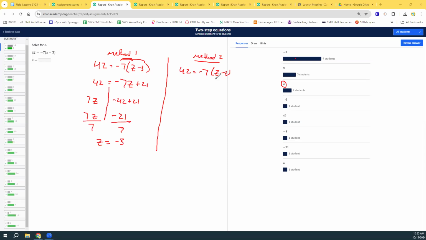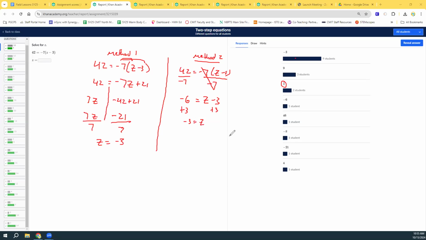Okay. Method 2. Since we have distribution and distribution is multiplication, you could start off by doing an inverse operation of division and getting rid of that distribution if you wanted to. Then the right side just becomes z minus 3, and the left side is going to be negative 6. And then just to make this completely different, I'm not even going to put my variables on the left, numbers on the right. I'm just going to add 3 to both sides. And that is negative 3.